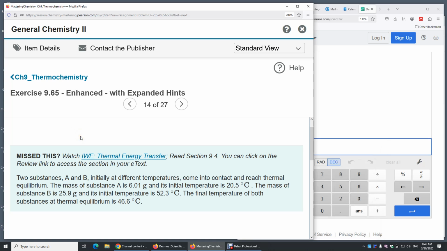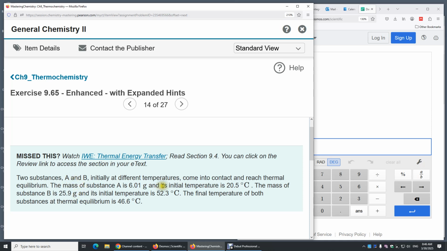Chapter 9, Thermochemistry, Exercise 9.65. Two substances A and B initially at different temperatures come into contact and reach thermal equilibrium. That means the final temperature of A is equal to the final temperature of B.